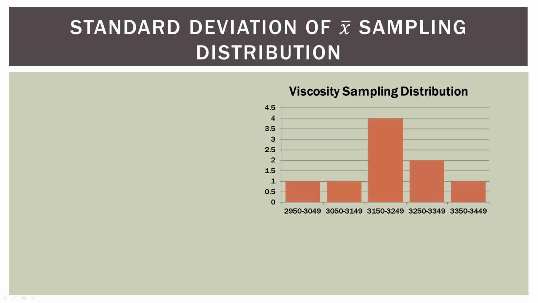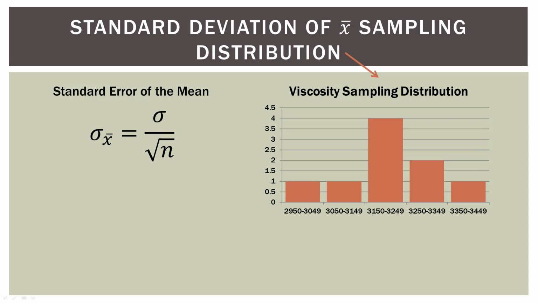Now, one question we were asking ourselves last time was, what is the standard deviation of this sampling distribution? So remember, this distribution is not about the original overall batch of asphalt. This is a distribution of sample means. Now, we want to know about the standard deviation of this distribution. And of course, that is called the standard error of the mean. So the standard error of the mean is just a different name for the standard deviation of the sampling distribution. And it has this formula.